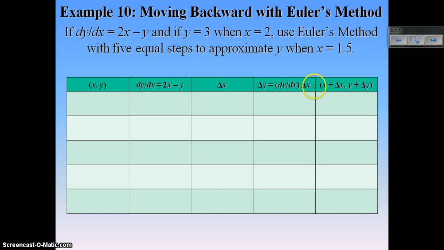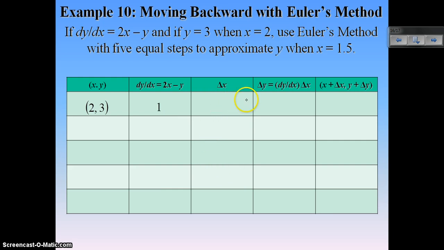So we come here to do one final problem. dy/dx is 2x minus y. y is 3 when x is 2. There's our initial condition. And this one wants a value at 1.5 with 5 equal steps. Alright, so we start out with (2, 3). The dy/dx is 2x minus y, so it would be 4 minus 3 is 1.